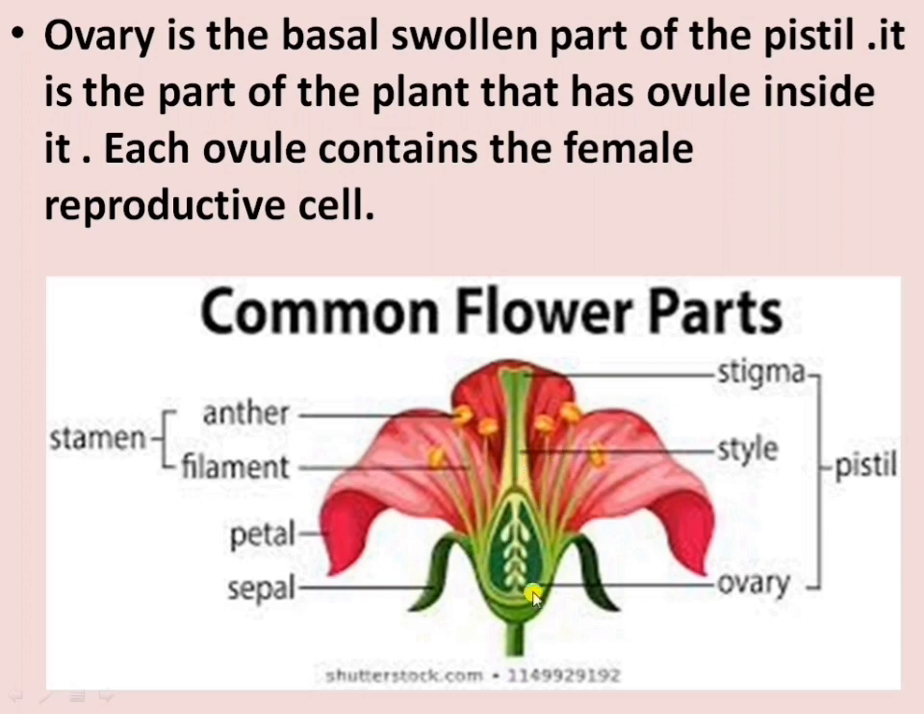Then we have the ovary here. Ovary is the basal swollen part of the pistil. This part of the plant has ovules inside it. As you can see, these swollen structures are ovules here. Each ovule contains the female reproductive cell. This is it about the flower parts.